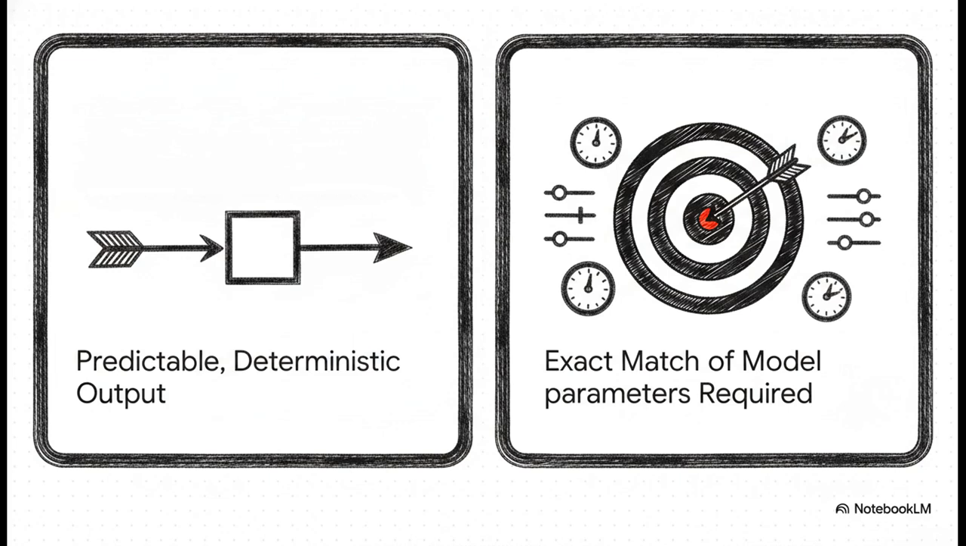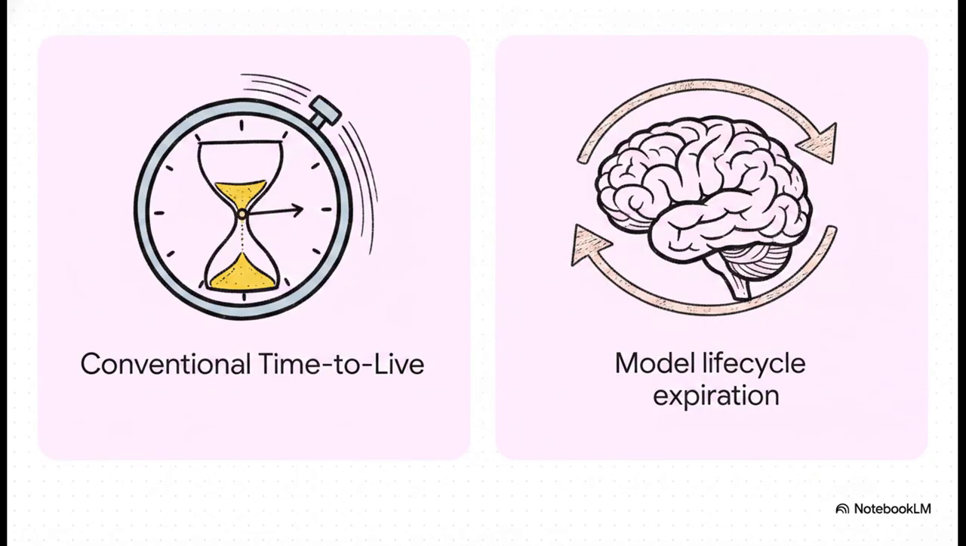So, a really crucial point here is output reliability. With conventional caching, it's deterministic, meaning the same database query always produces the exact same output. But with prompt caching, it often requires a precise match, not just of the prompt text, but of the model parameters too. Things like temperature or top P, those have to remain exactly the same for every request to trigger that cache hit. And that brilliantly illustrates another key difference: expiration.